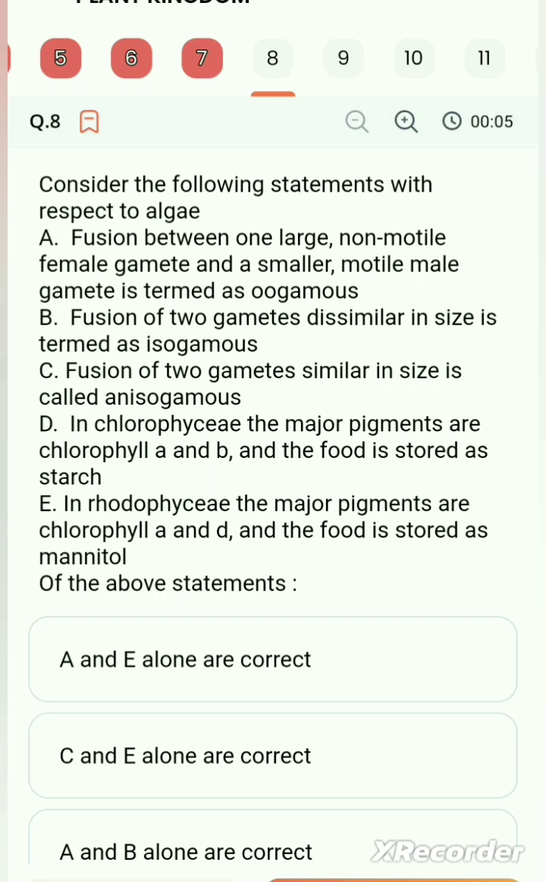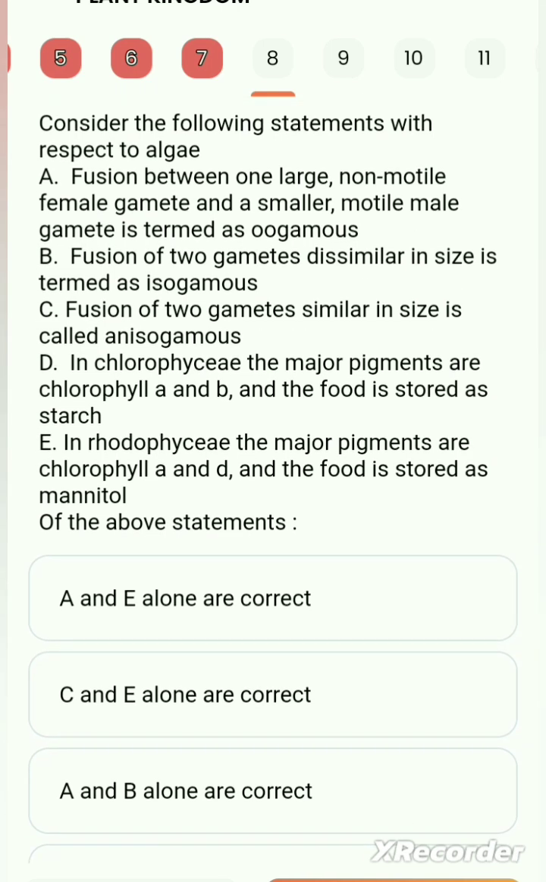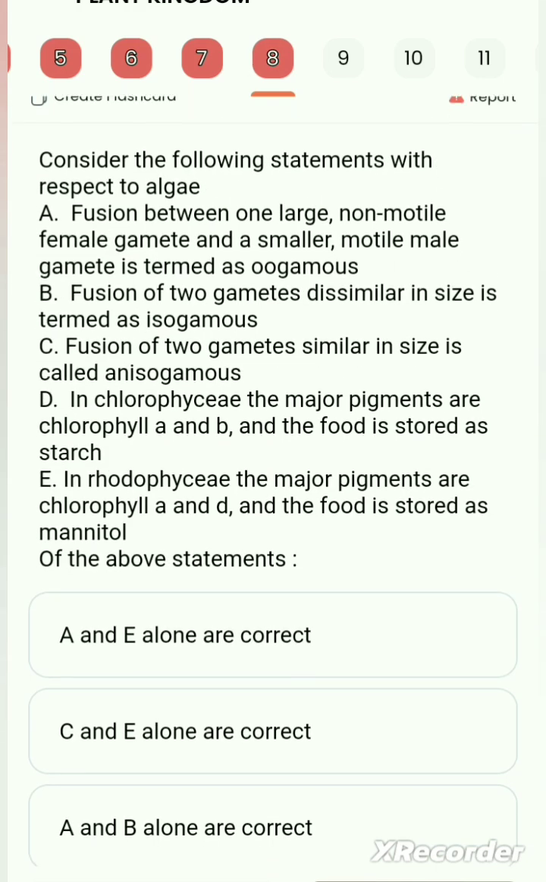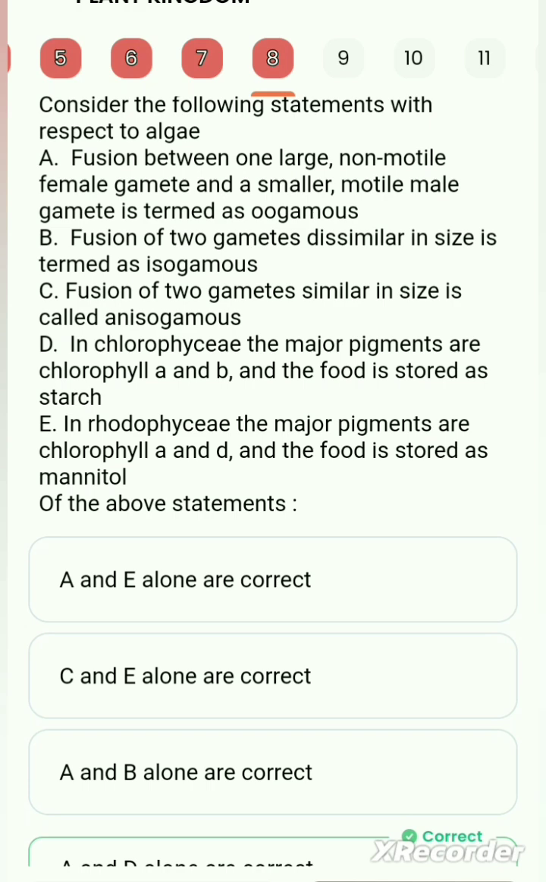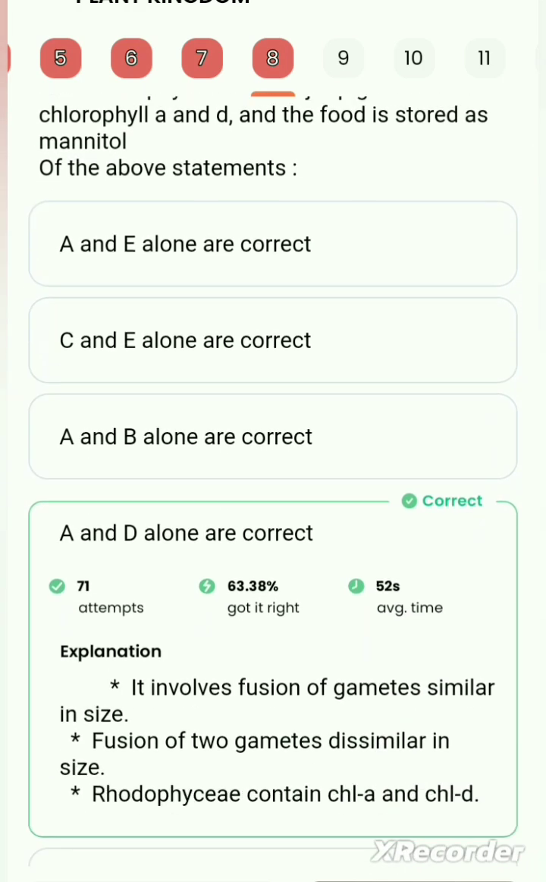Next, question 8, again the statements are given here. You can read the statements and choose, because we have 5 statements here. So among that, which one is correct? The correct one is option D. A and D alone are correct.